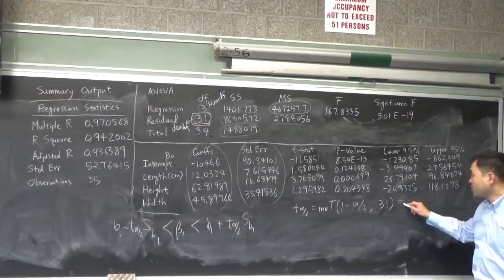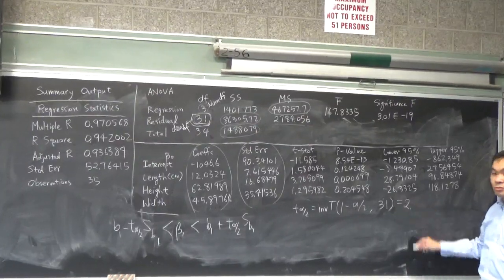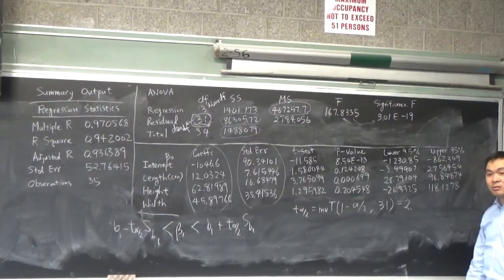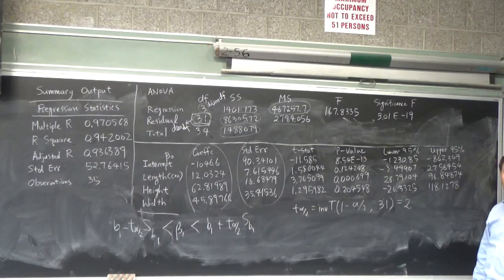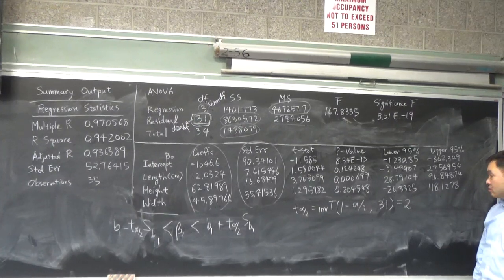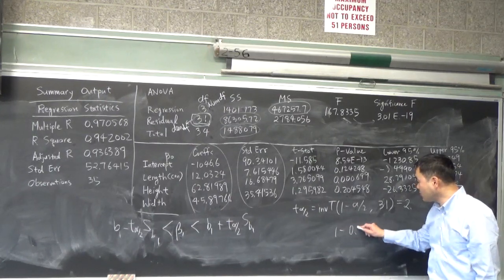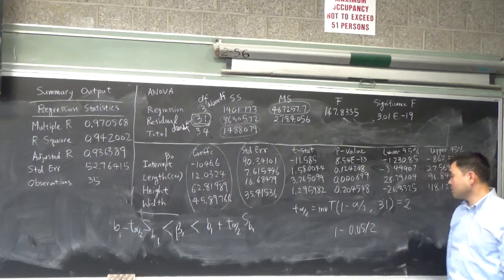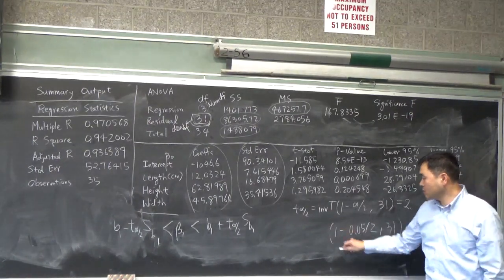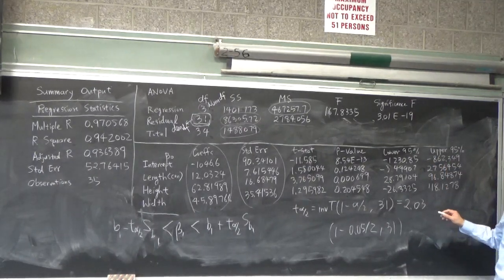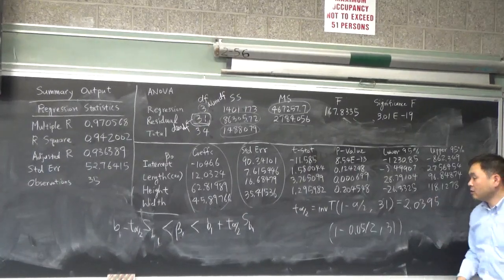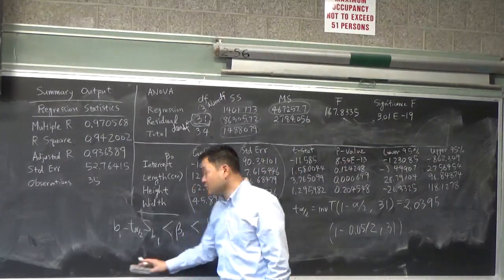Can somebody calculate this for me? What do you get? 2 point something. No, that's not right. This is 1 minus 0.05 over 2. 2.0395. Okay. So that's what T alpha over 2 is.